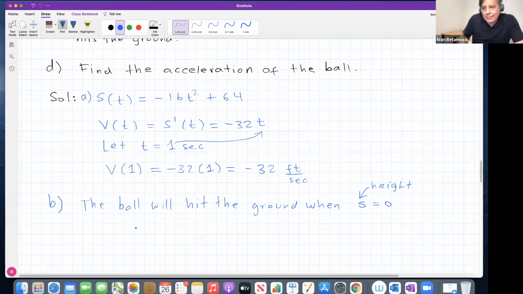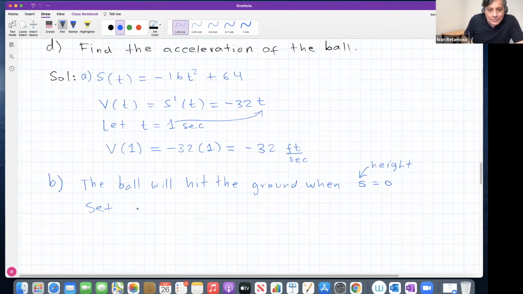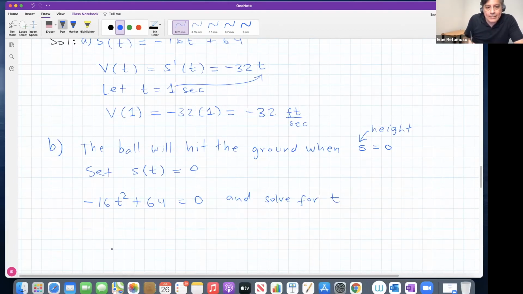So now you set your distance, your position, to be 0 to find out when the ball will hit the ground. Notice this is S of t. It's a function that physicists figure out, right? It's given. So set that equal to 0 and solve for t, to find out after how many seconds the ball will hit the ground.